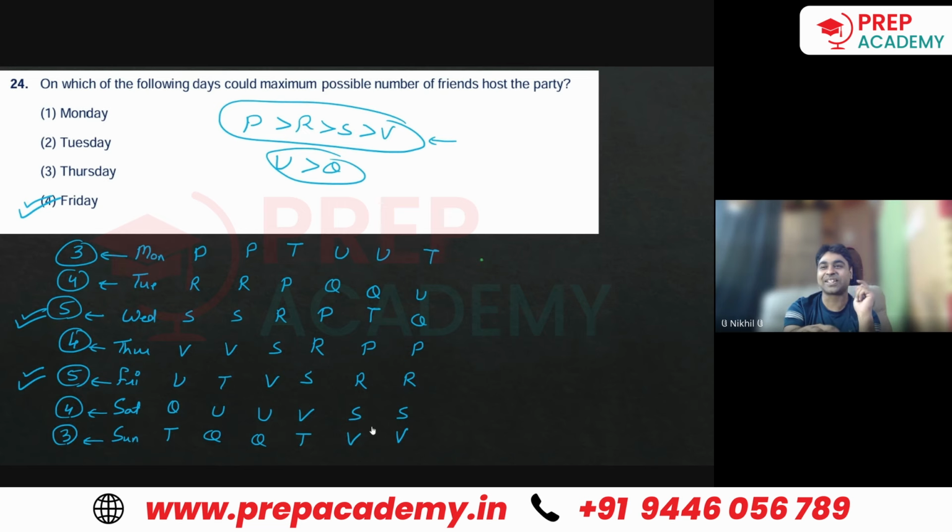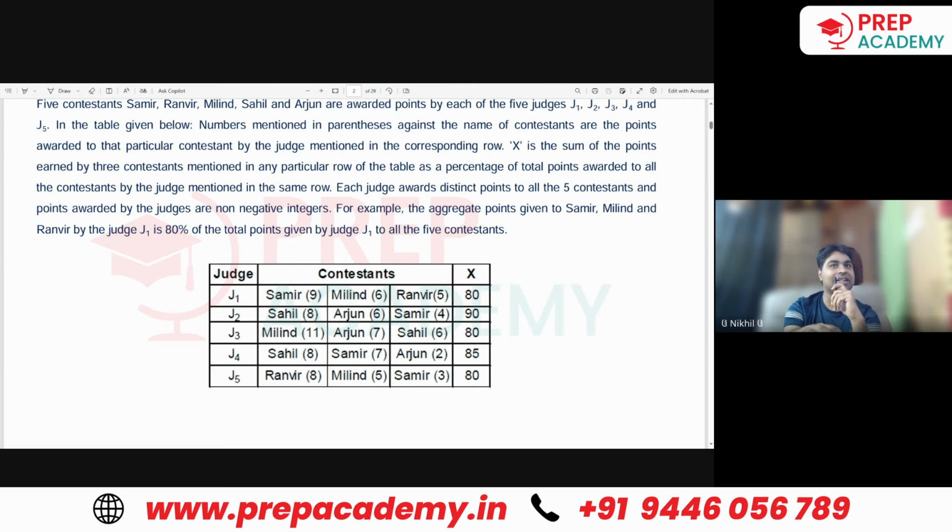I'll just give you the next question. Just see this particular caselet. This is the first caselet that we'll be discussing with you in the next class. Just see it. I'll explain some concept about it after you've read the question properly. So I'll just explain the question. These are 5 contestants.